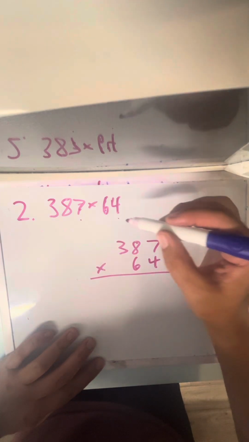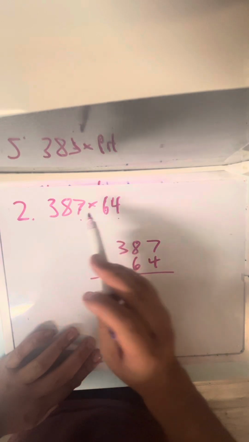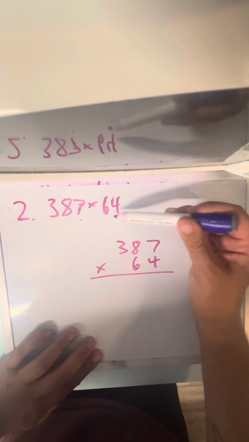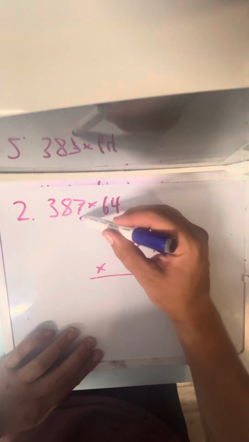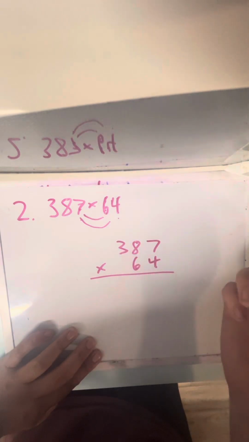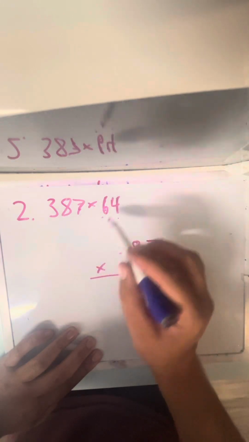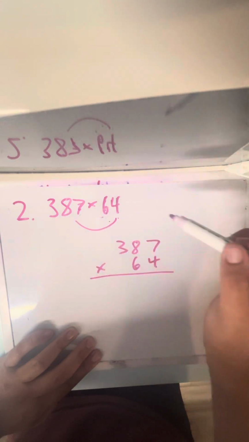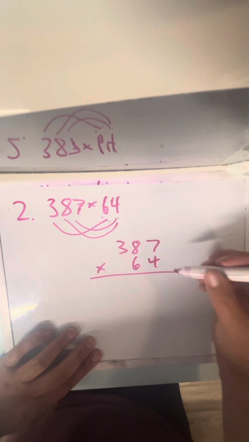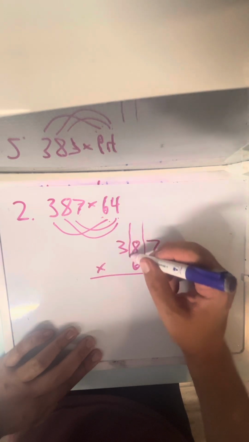So, just like in the last methods, we're multiplying each place value in 387 by each place value in 64. It might be easier to show it this way. In 64, I have to multiply everything by the 4 first. I have to do my 4 by 7, my 4 by 8, and my 4 by 3. So we can do that first down here.